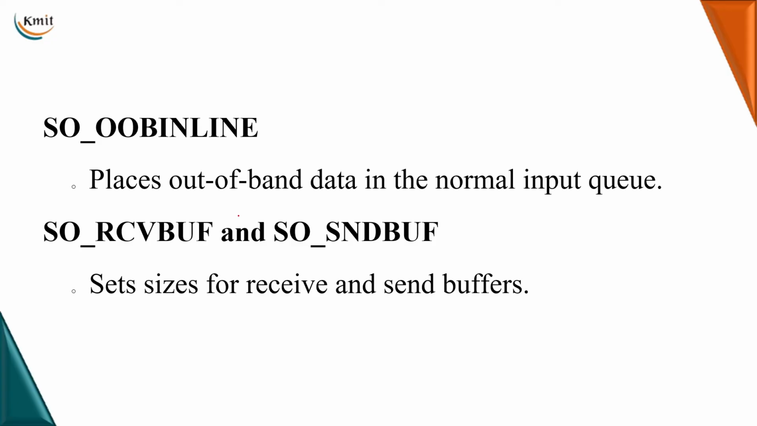Then we have the socket out of band inline data. That means this option will place the out of band data on the normal input queue. We have inline data, which is in-band data. Now, if you have some urgent data which is out of band, this option will allow this out of band data to be in the normal input queue.